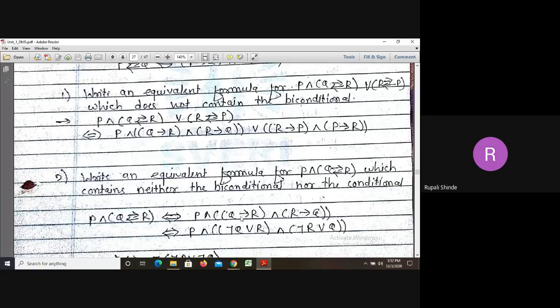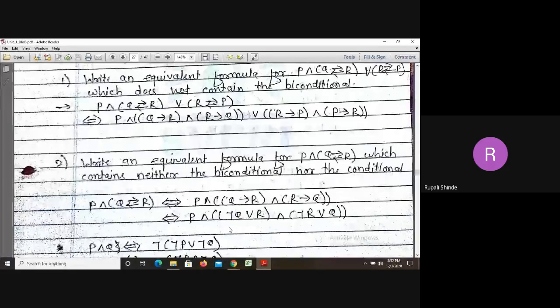Now in the next step, we have to replace the conditional as well. So how can we replace it? For P and Q conditional R, we write its equivalent formula as negation Q or R. And for R conditional Q, we can write the equivalent formula as negation R or Q. Now check here, in this last step, have we written a conditional or biconditional anywhere? No. So here we have converted a formula containing a biconditional into an equivalent formula which does not contain any conditional as well as biconditional.